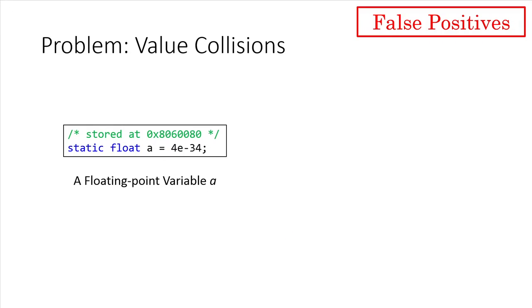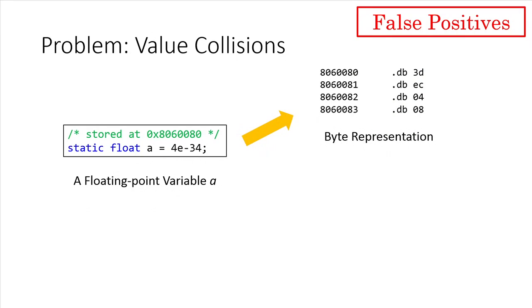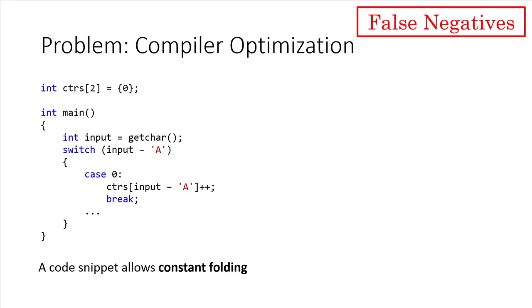Here is an example of a false positive coming from the naive strategy, where you have a floating point variable in a binary, which has a 4-byte representation that coincidentally collides with a pointer. An example of a false negative comes from compiler optimization techniques like constant folding.